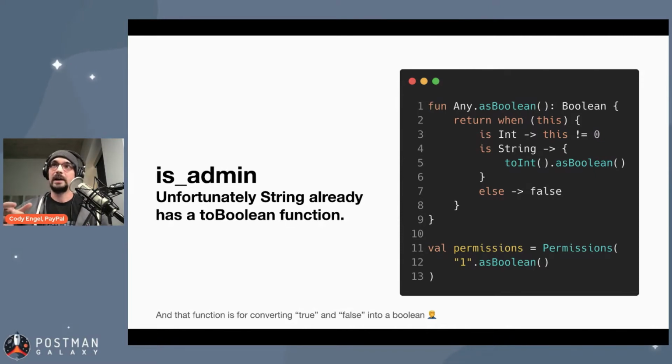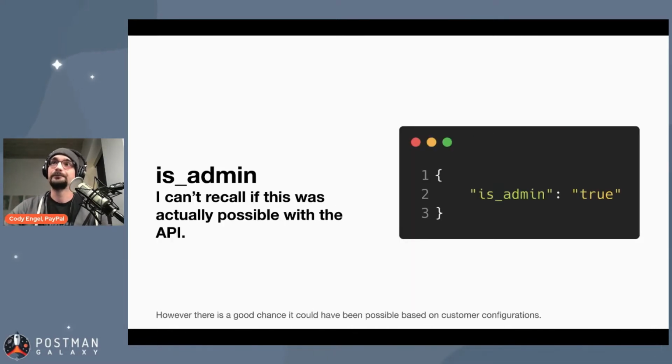And then we kept our integer check the same. So if it is an integer, we do the same thing. On line 4, if it is a string, we just convert it over to an int using the string's toInt function. And then we convert it to the Boolean using the asBoolean function. Otherwise, if it's not an int, it's not a string, we just return false. And so in this example, we have 1, and then asBoolean will return the permissions for an admin.